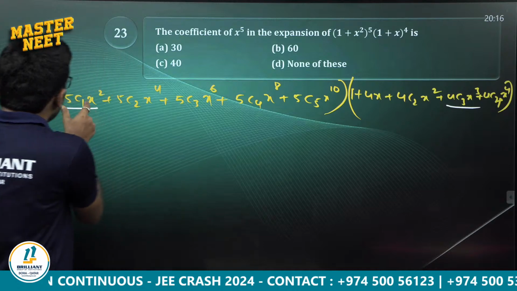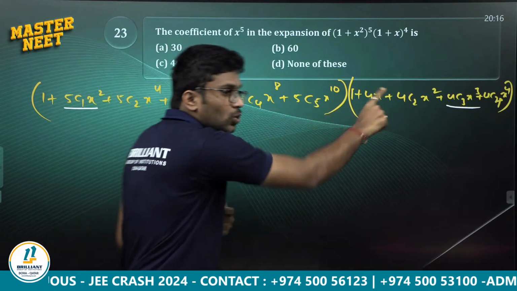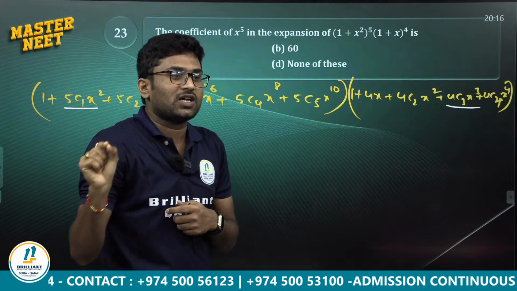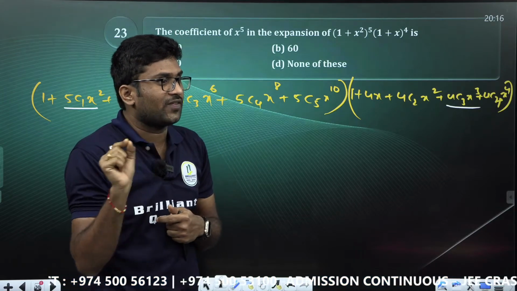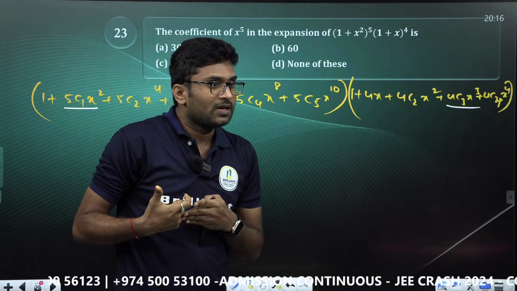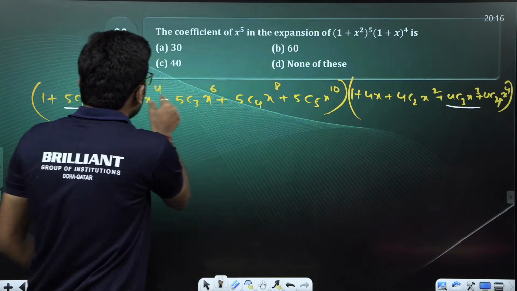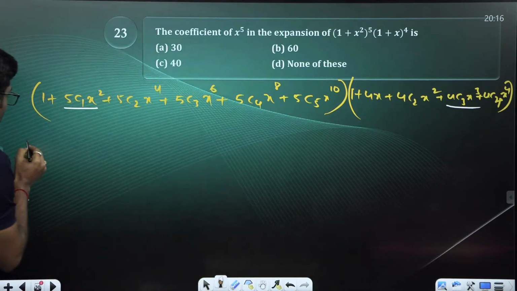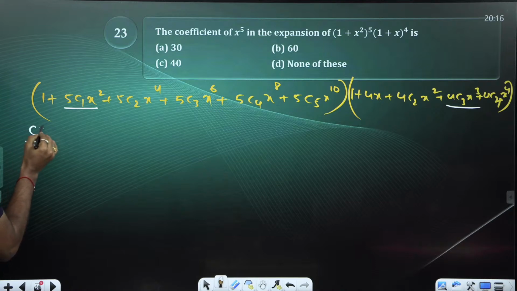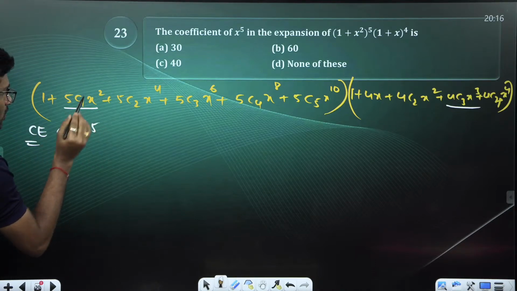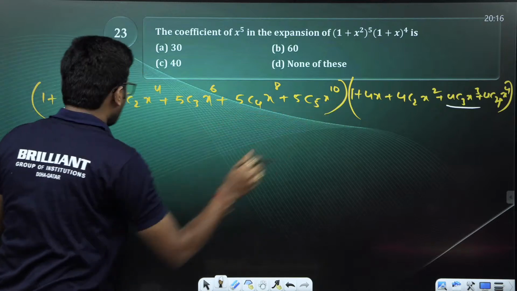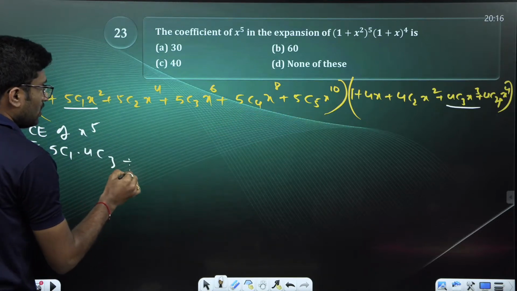Okay, now coming here, 5C1 into x². To get the coefficient of x⁵, we need to multiply x² with x³. So the required coefficient of x⁵ is equal to 5C1 multiplied with 4C3. Is that done?